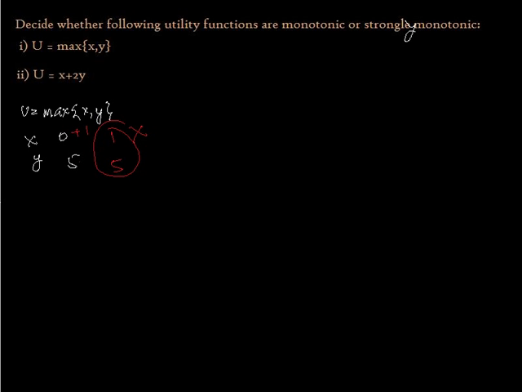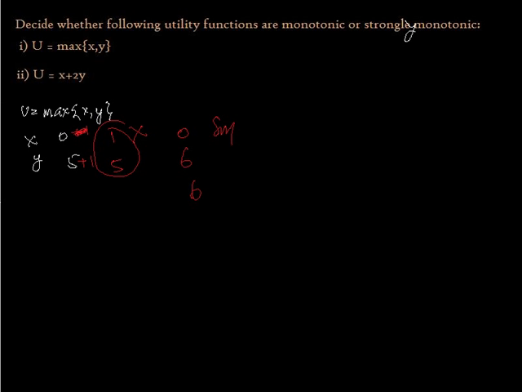So what you will do now is increase y by 1, keeping x at 0. So your resultant commodity bundle is 0 and 6. Your resultant utility in this case would be 6, because max of 0, 6 is 6. So just by increasing one commodity, you have been able to increase your utility. So this is a case of a strongly monotonic function.